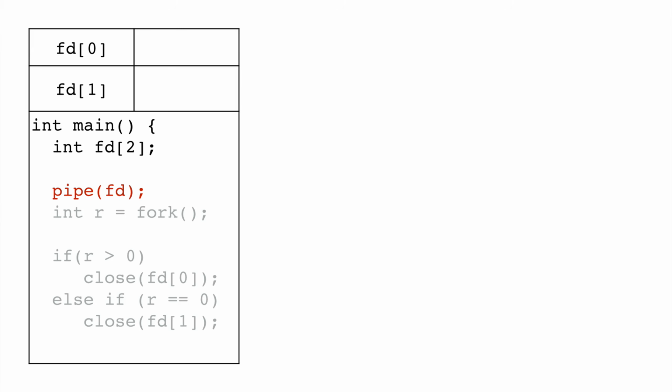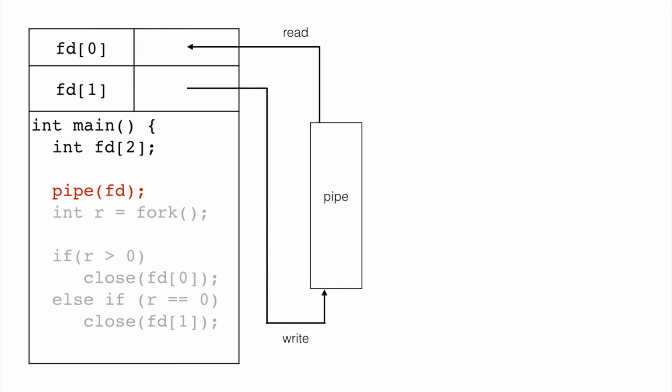A pipe is specified by an array of two file descriptors, one for reading data from the pipe and one for writing data to the pipe. When a program calls a pipe system call, the operating system creates the pipe data structures and opens two file descriptors on the pipe, one for reading and one for writing. These two file descriptors are stored in FD, the array of two ints that we pass into the pipe. The 0th element of the array is always the file descriptor used for reading from the pipe, and the file descriptor at index 1 is always used for writing to the pipe.